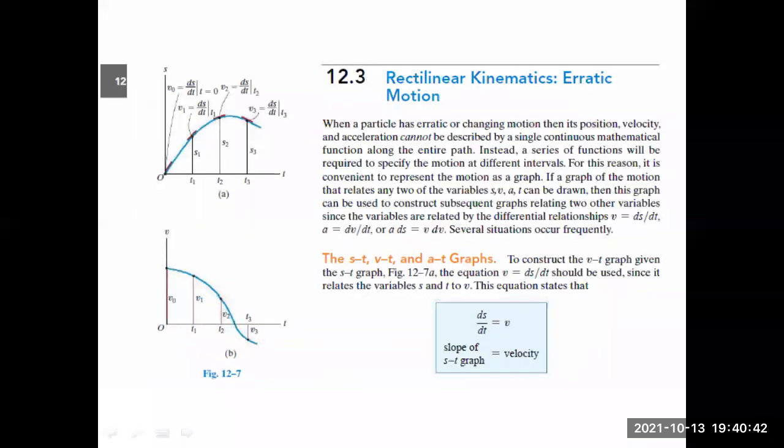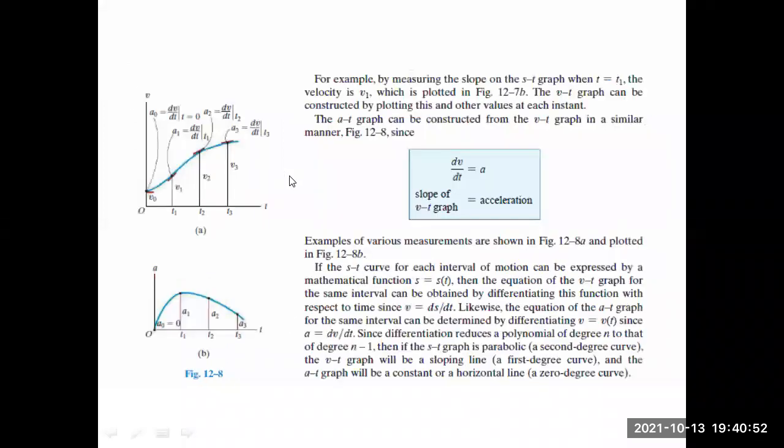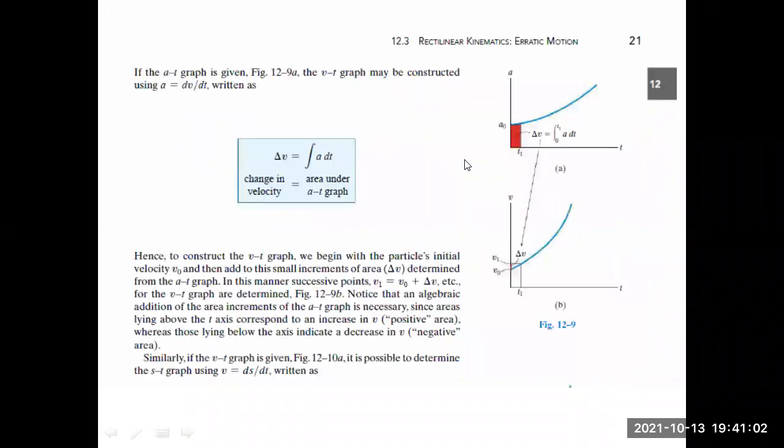So now, if we have S versus T and you are asked to plot V versus T, then you take the differentiation of S versus T. But if you have V versus T and you want A versus T, then you differentiate V versus T to get the acceleration based on the definition. But how about if you were given A versus T, and the question is asking you to determine V versus T?